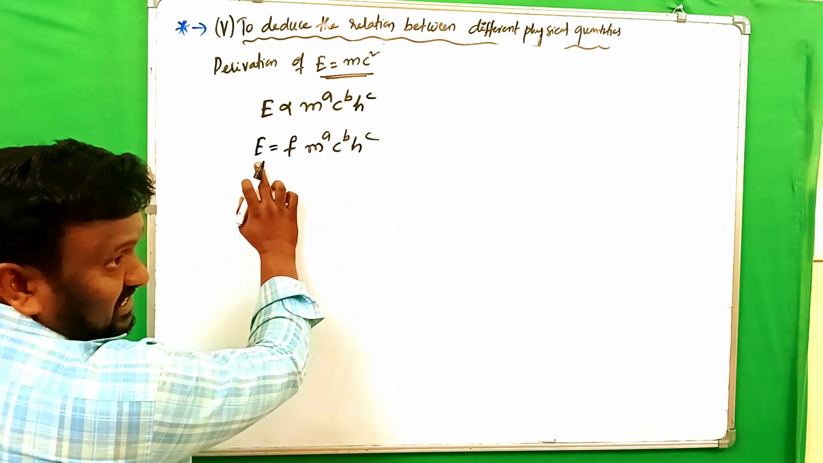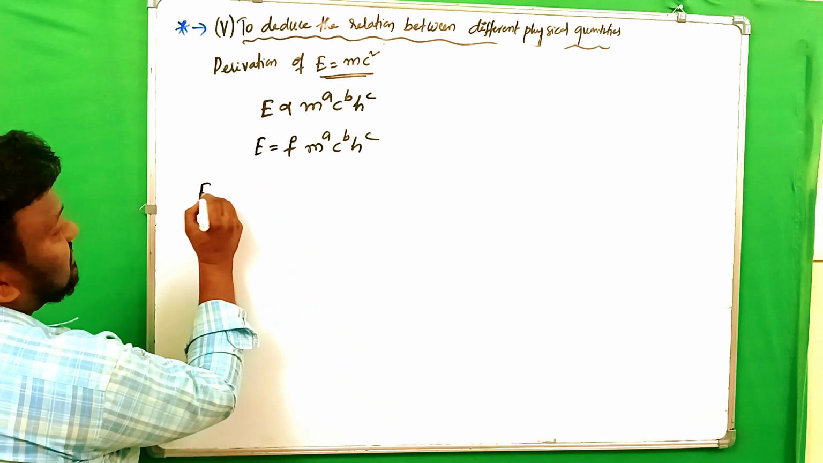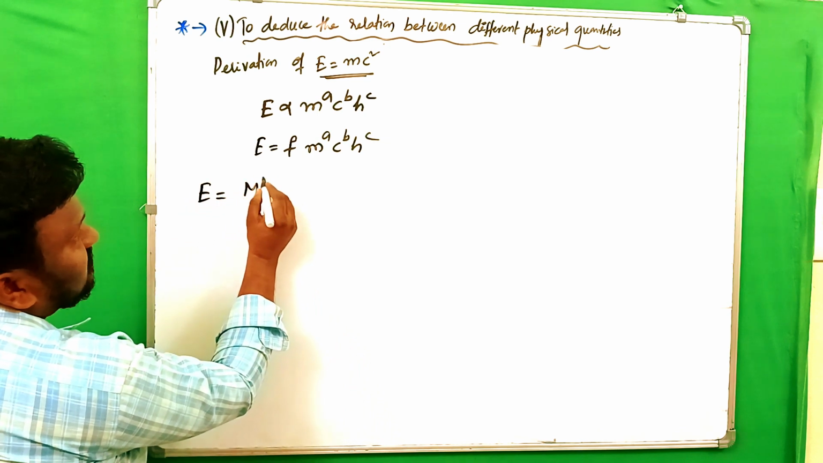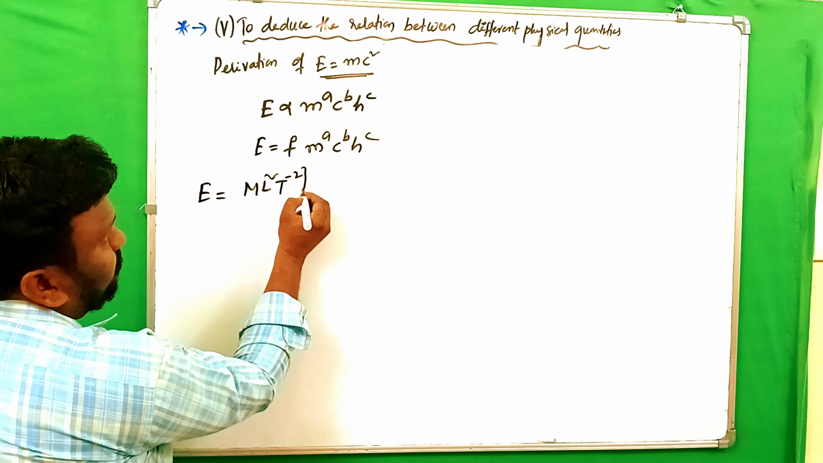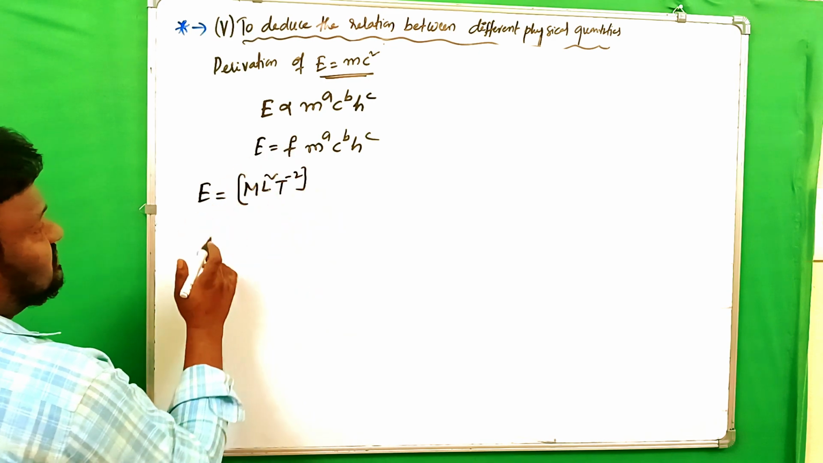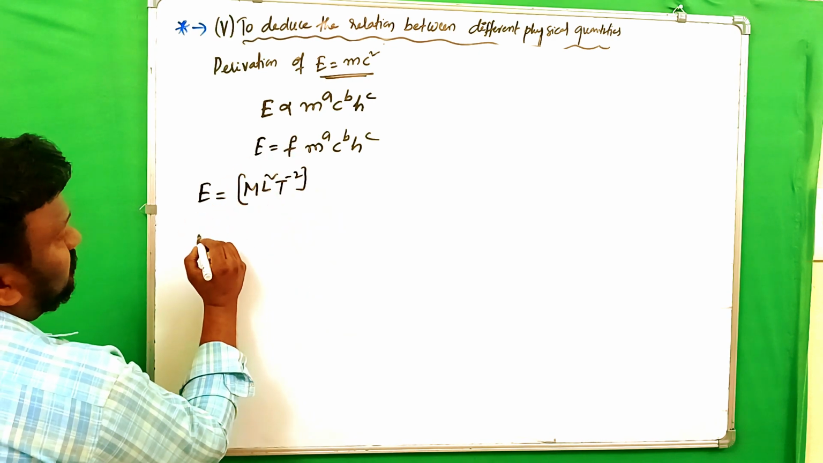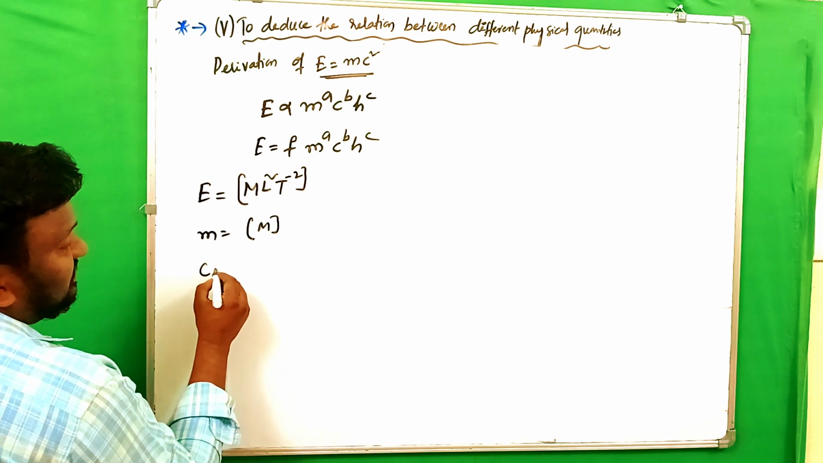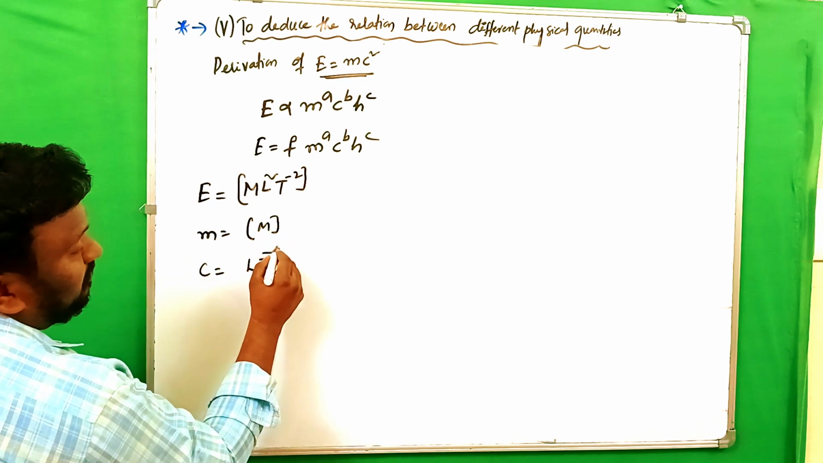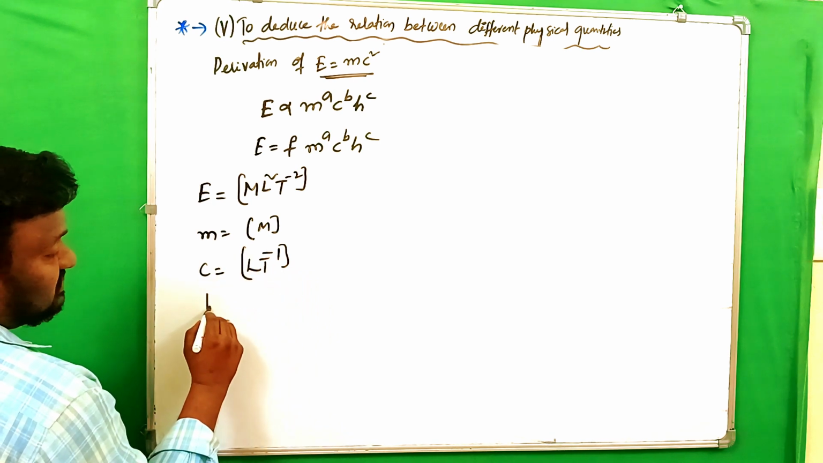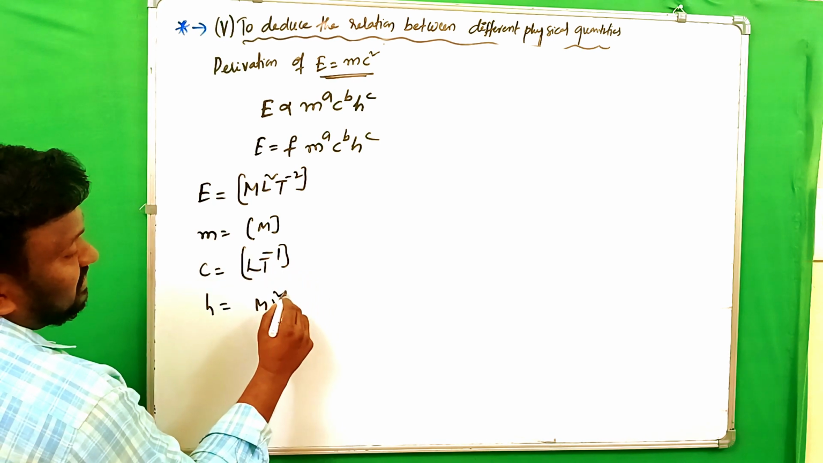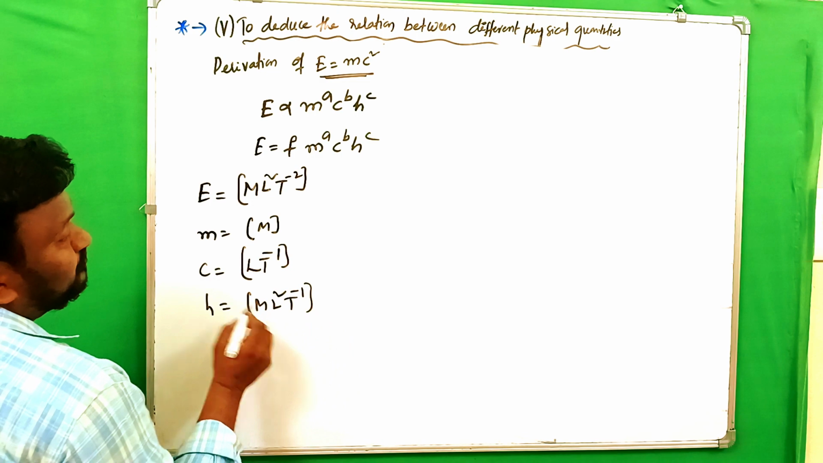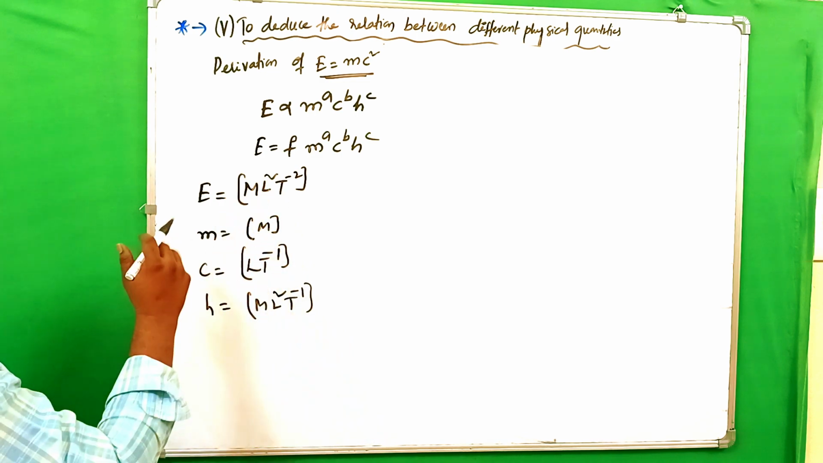Here what is E? Energy. Its dimension formula is M L square T inverse 2, and f is the constant, leave it. Here m is the mass, its dimension formula is capital M, and c is what? Velocity, its dimension formula is L T inverse 1. h is Planck's constant, M L square T inverse 1. So these are dimension formulas, you have to substitute there.